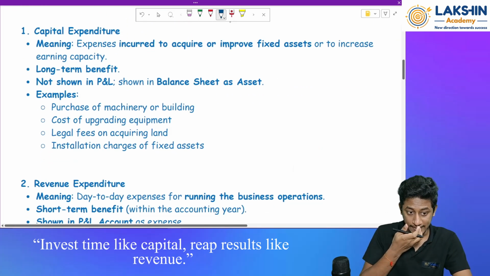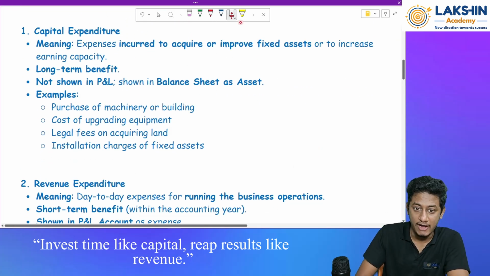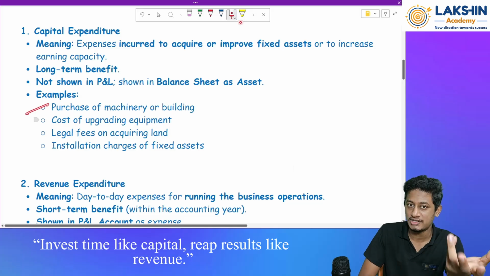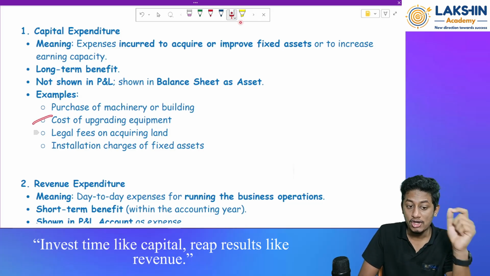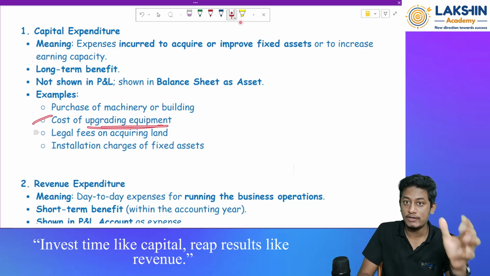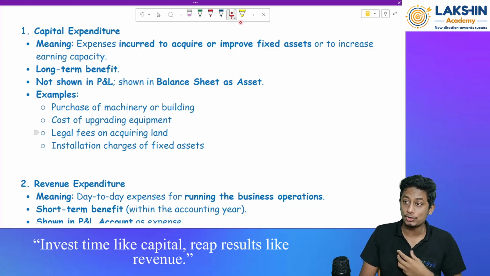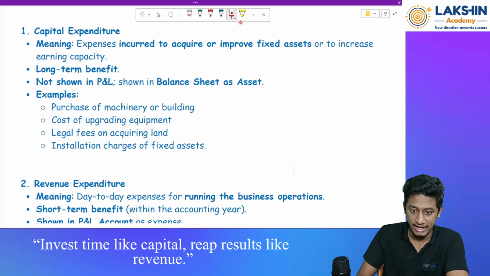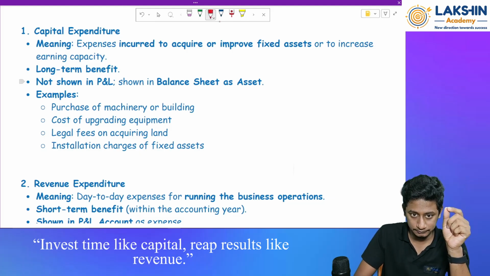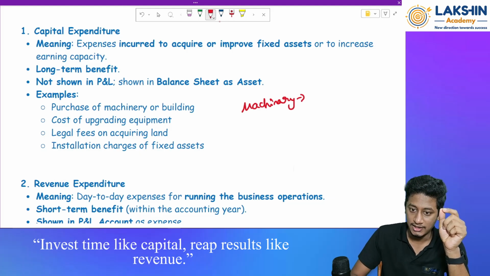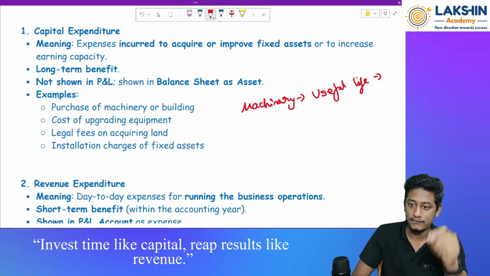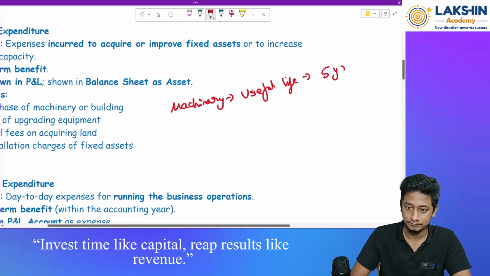Okay. Then after this, examples. So have a look at the examples. First of all, purchase of a machinery or a building. Then we have cost of upgrading an equipment. So we had equipment. I am making so much expenditure on that its usage will increase. So for example, I have a machinery which has a useful life of, let's say, 5 years. So in the third year, what do I do?